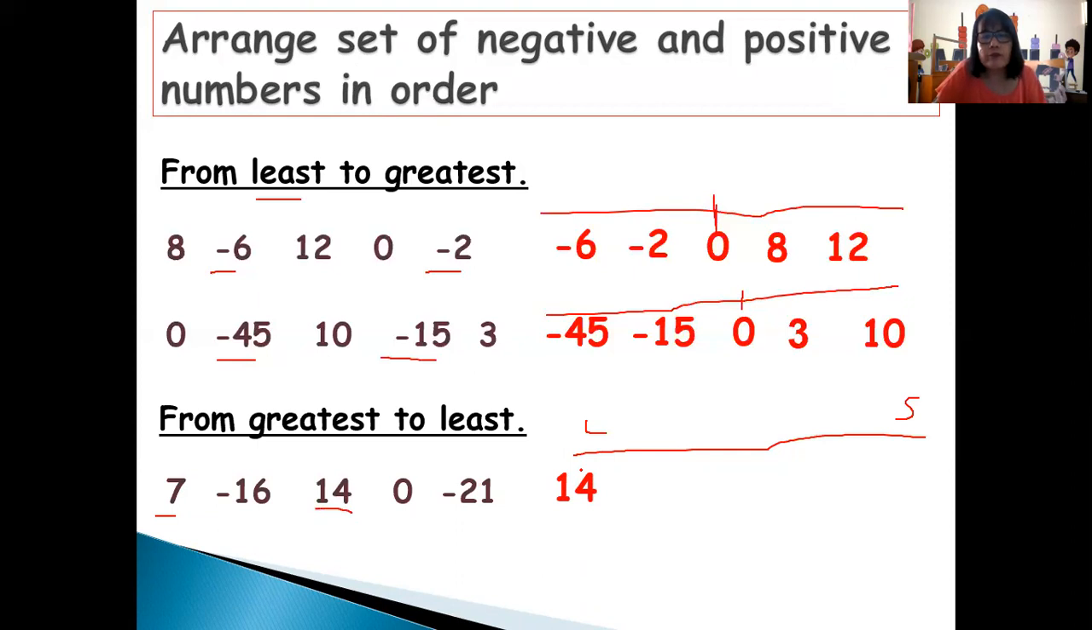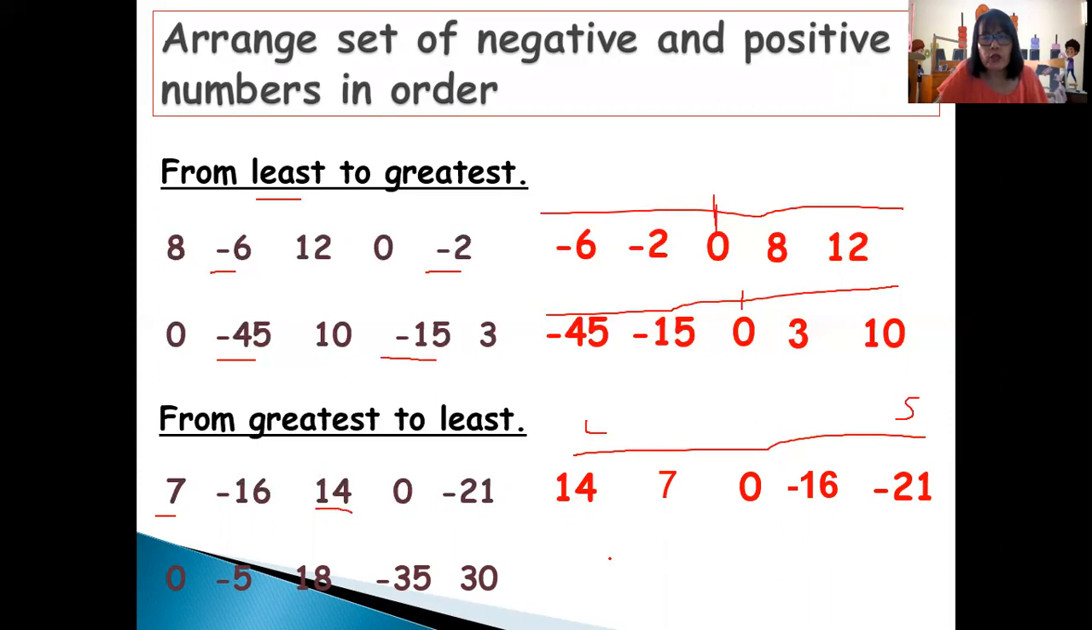Okay? 7. Then what's the next? 0. Then we are going back to the smallest. So what will be after 0? Yes, -16 and -21. Therefore, the largest or the greatest in this set of numbers is 14 and the smallest is -21. Next question. Pause your video. You can answer. Then later check your progress.